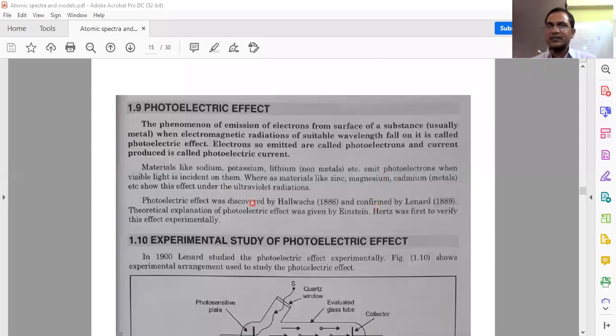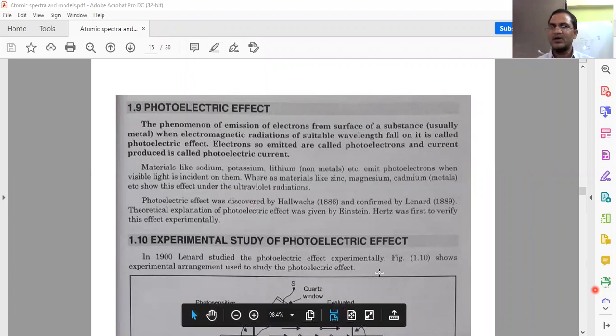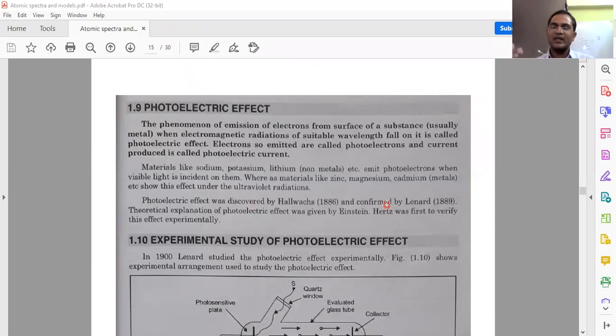The materials in the periodic table, the first group elements: lithium, sodium, potassium, rubidium, cesium, francium. First group, 1A group. The last element is radioactive, so you neglect that one. The remaining metals, lithium, sodium, potassium, rubidium, cesium, are called alkali metals. They can exhibit the photoelectric effect with visible light. When visible light falls on these metals, we can observe the photoelectric phenomenon.